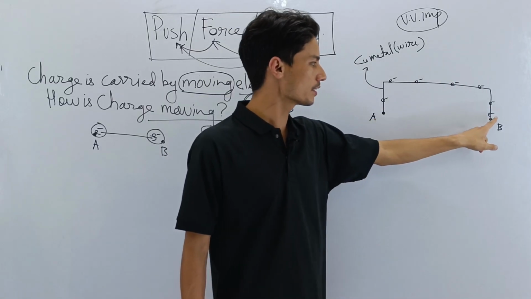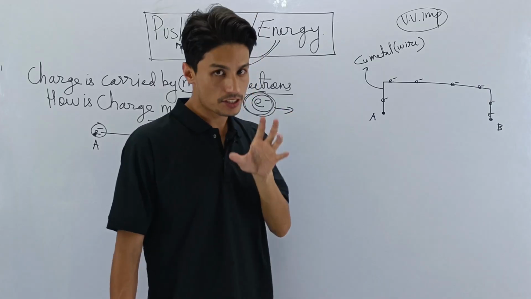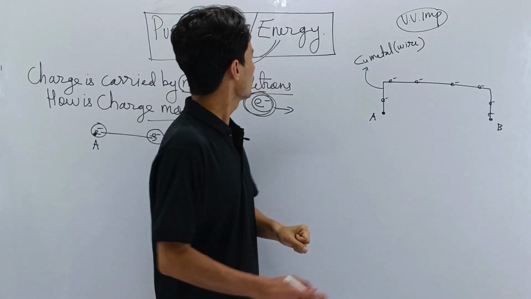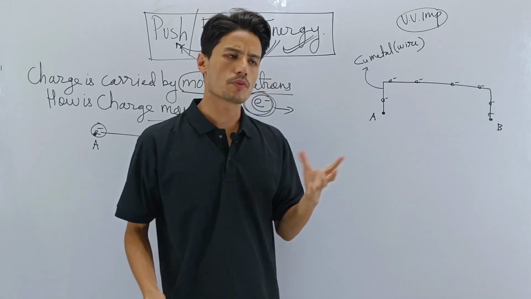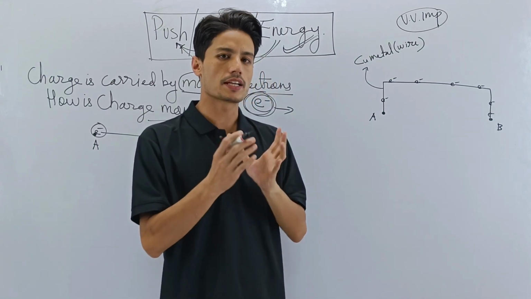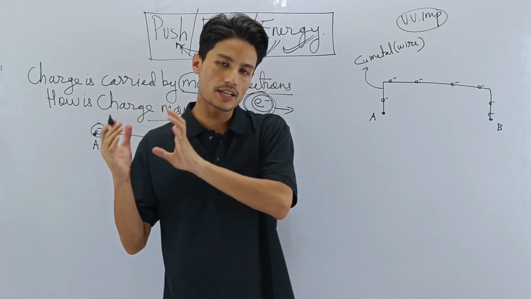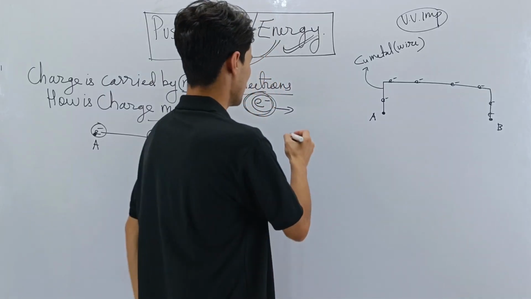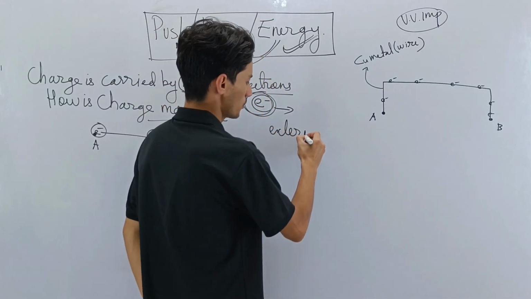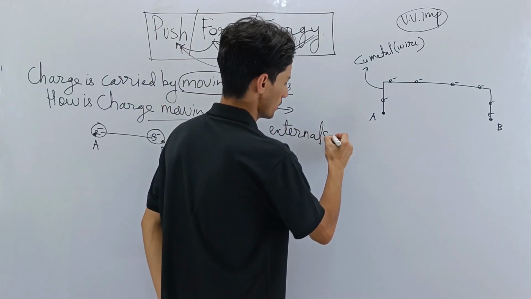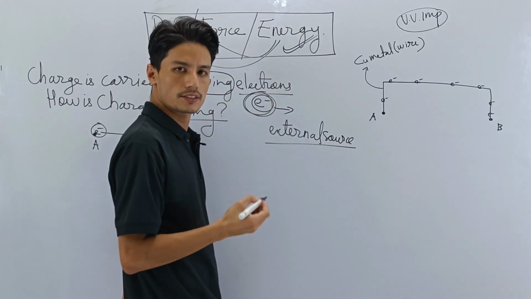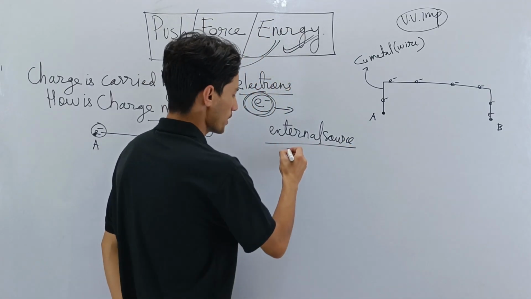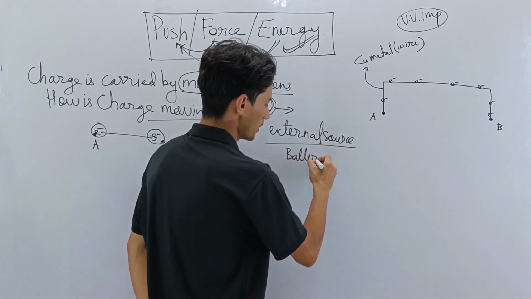In order to make the electrons move, I need energy. So let's bring energy. Now from where will I bring energy? I have to bring energy from an external source. So what will be my source of energy? My source of energy will be a battery.